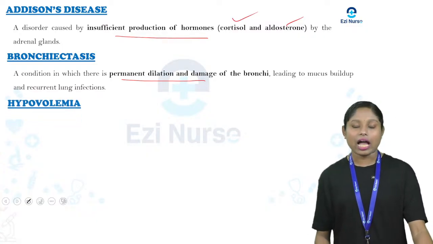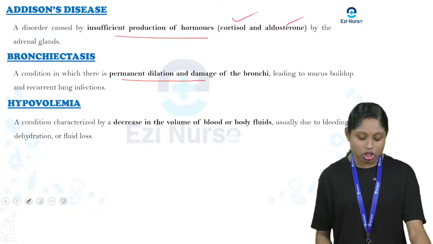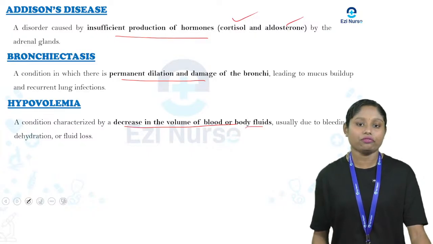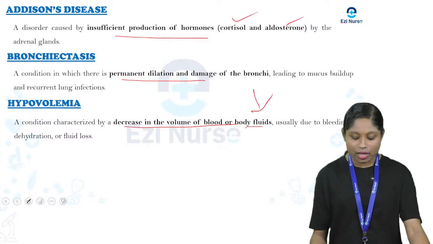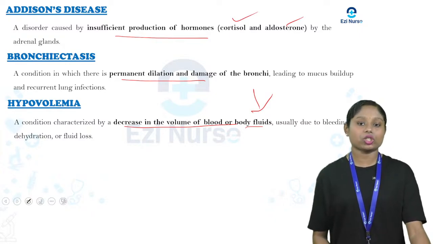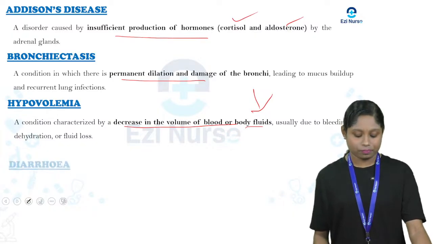So next is hypovolemia. So what is hypovolemia? It is a disease condition characterized by decrease in the volume of blood or body fluids. So there will be reduction in the blood or body fluids, usually due to bleeding, dehydration or fluid loss. So that disease condition is known as hypovolemia.